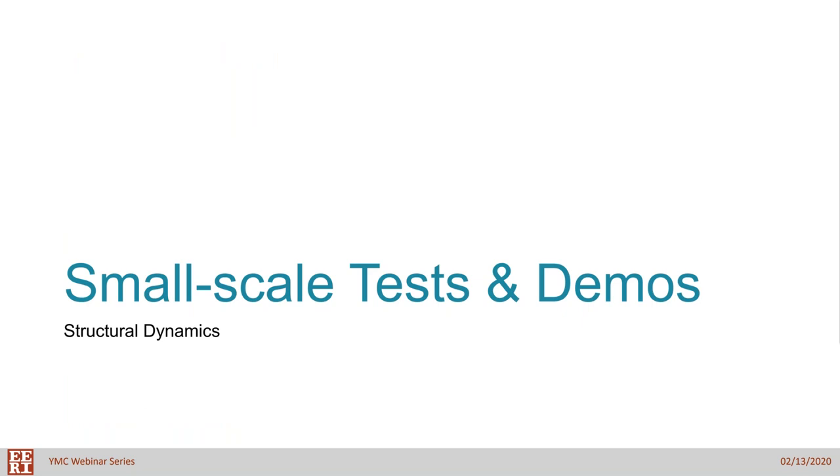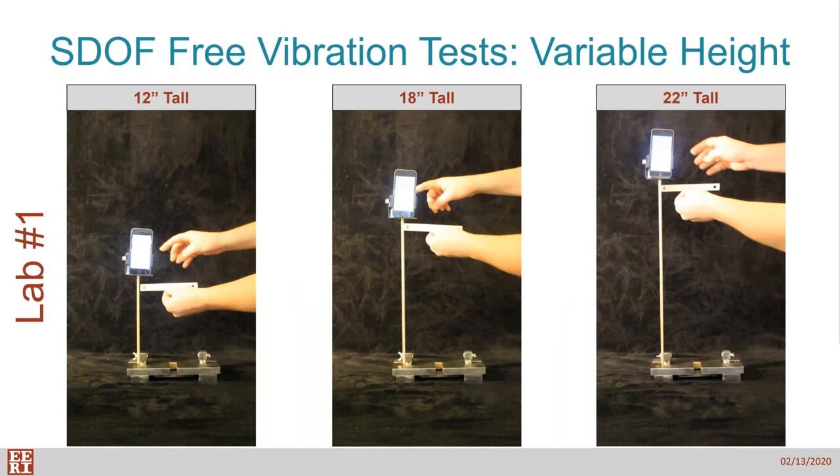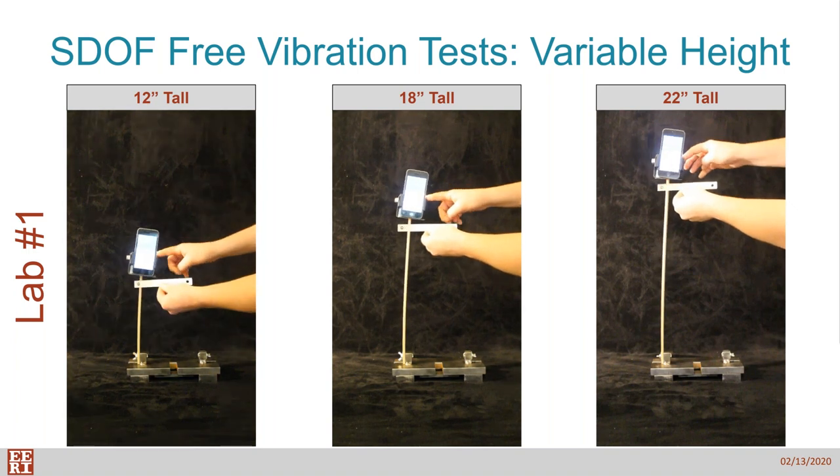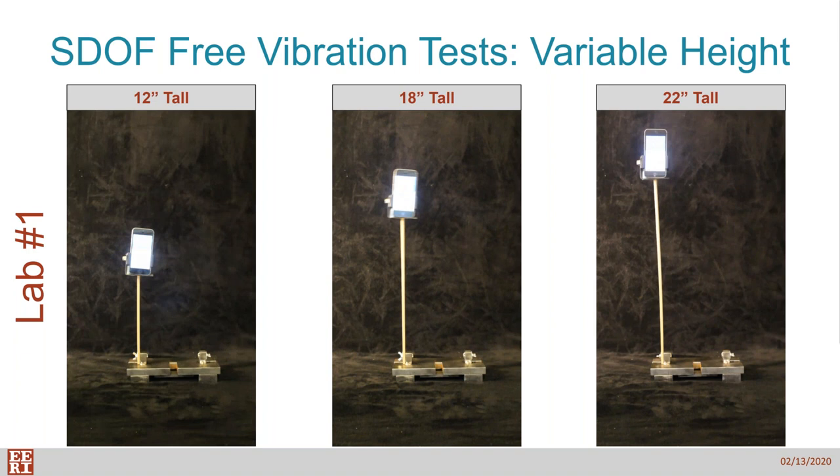So just to give you an idea of what those small-scale tests and demonstrations were, we'll start with what we did with the students in the very first week. They were testing cantilever, single degree of freedom, vibration, running a free vibration test. And as you can see in the video, they're applying a displacement and they have their cell phone mounted on the specimen. They're using an application that collects the triaxial acceleration data.